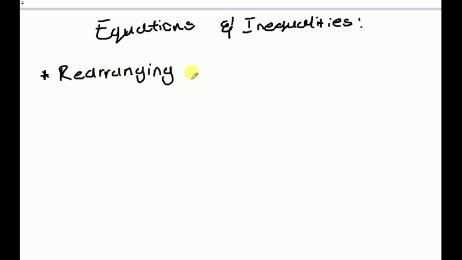Rearranging method. So let me give you an example of what I'm talking about. Let me give you x plus 5 minus 1 is equal to 6.